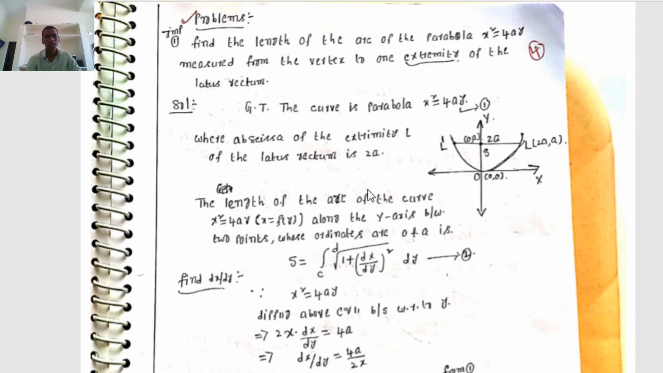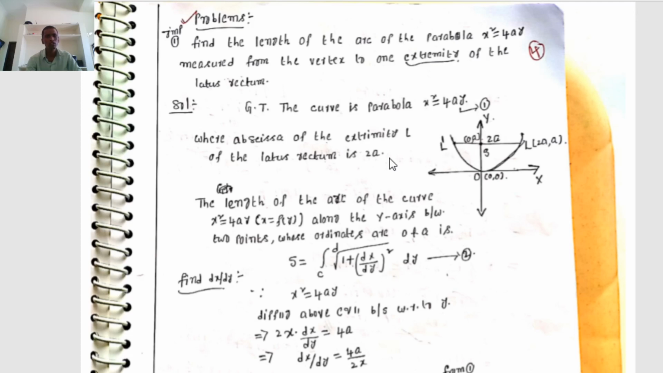Given that the curve is the parabola x square equal to 4ay, the length of the latus rectum is 4a. In the xy plane, the curve x square equal to 4ay has the origin at 0 comma 0, and the end point of the latus rectum at 2a comma a, with the focus at 0 comma a.